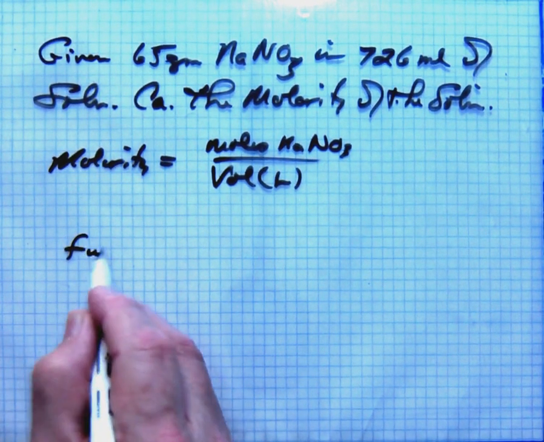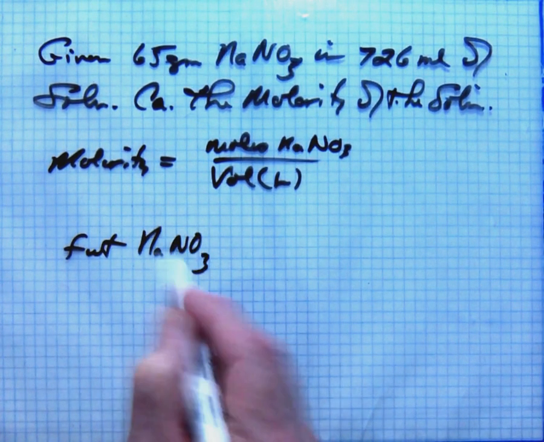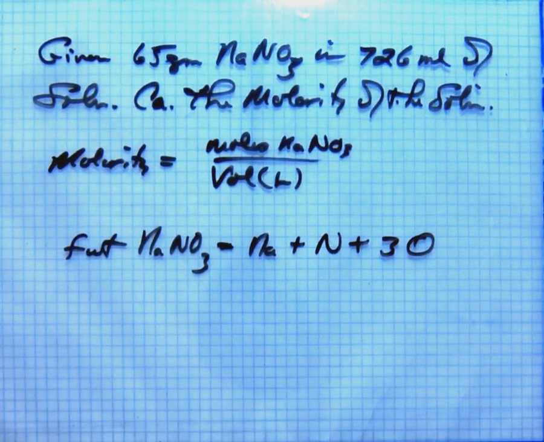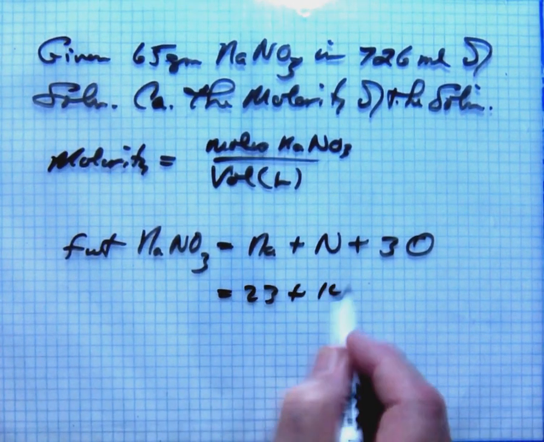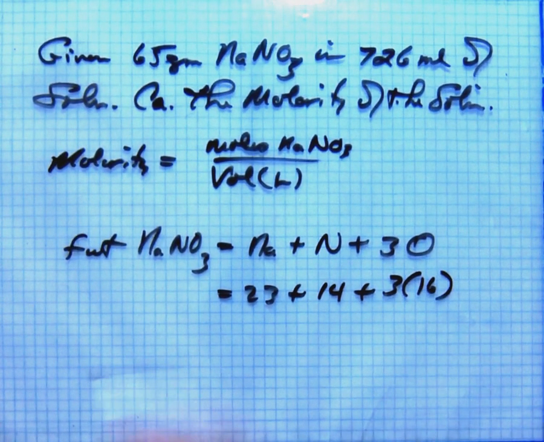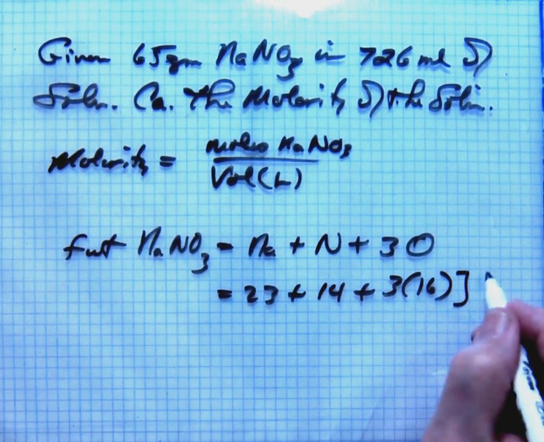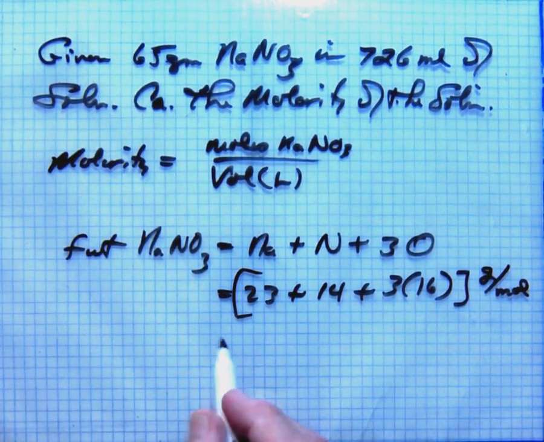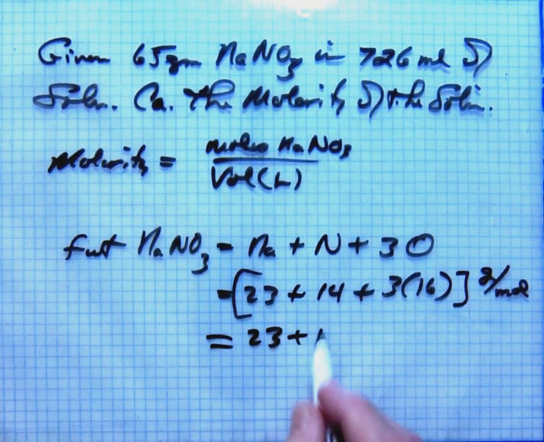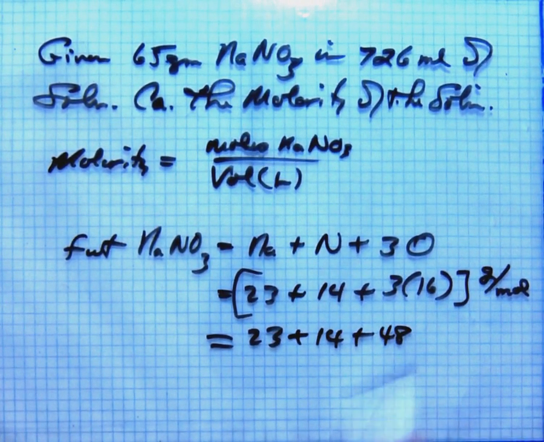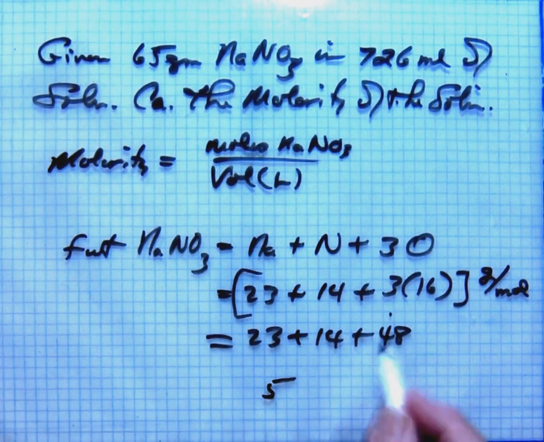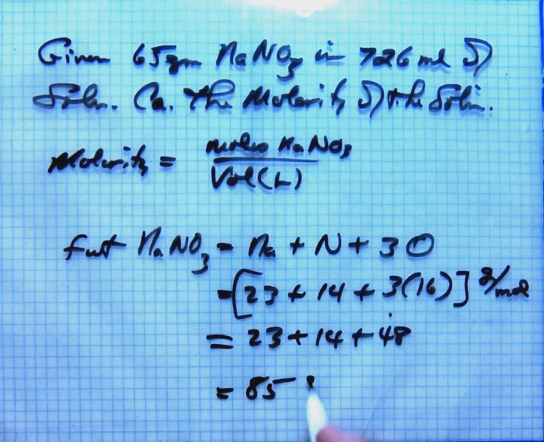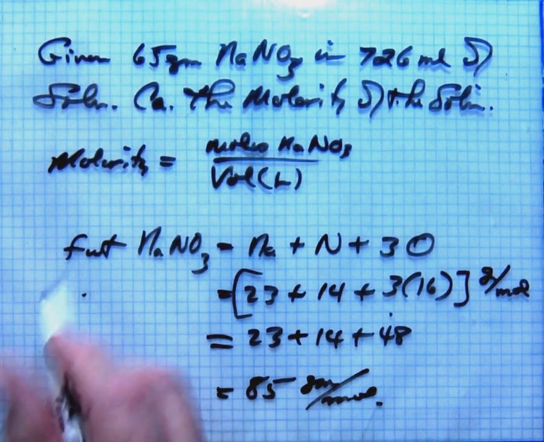Well, let's get the formula weight of sodium nitrate. I've got a sodium and a nitrogen, and 3 oxygens here. Sodium is 23, nitrogen's 14, and oxygen's 16. And when it's all said and done, it's going to be listed as grams per mole. So that's 23 plus 14 is 37, plus 48 is 85. Y'all get it? Okay. 85 grams per mole. That's the formula weight.